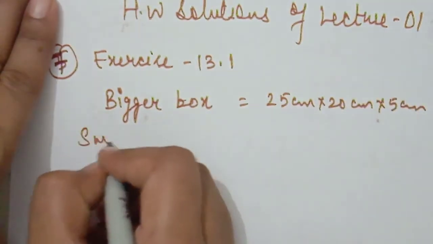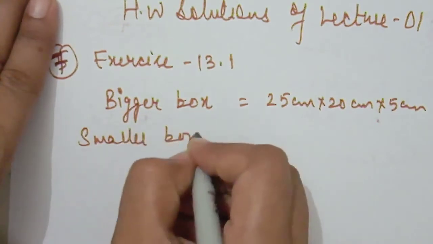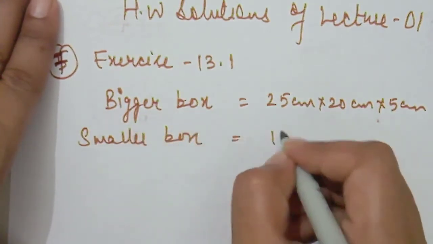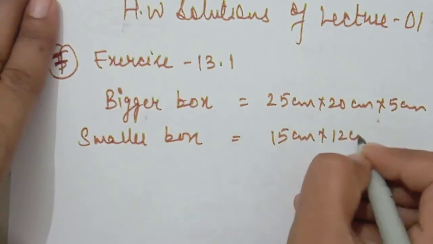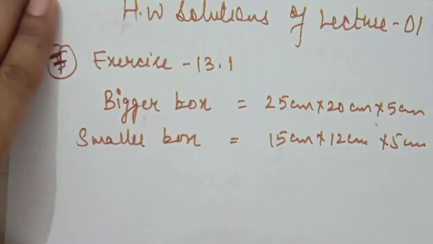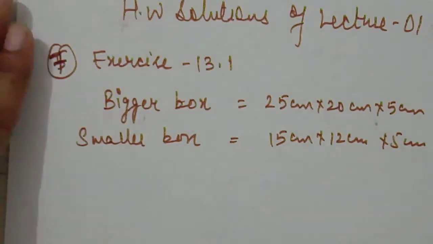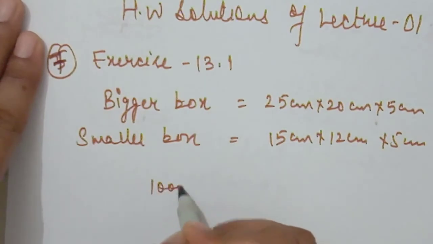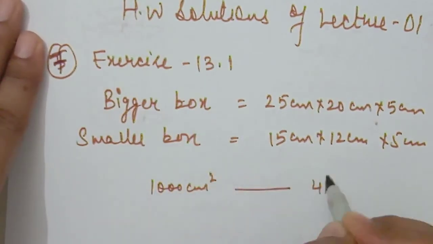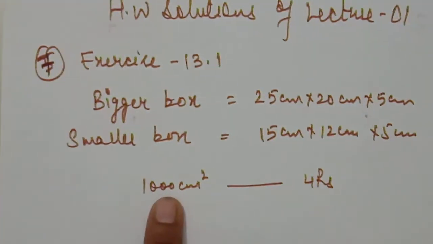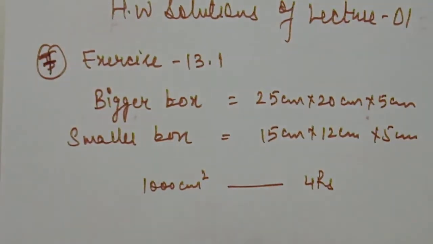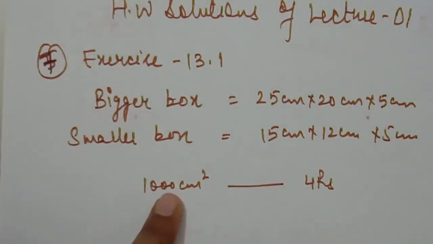For the smaller box, dimensions are 15 centimeter multiply 12 centimeter multiply 5 centimeter. For all the overlaps, 5% of the total surface area is required extra. The cost of cardboard is 4 rupees per 1000 centimeter square. Remember students, per 1000 centimeter square needs 4 rupees. Most of the time students take it as 1 centimeter square and do the question, and then the answer will be wrong. So remember one thing, it is given that 1000 centimeter square.